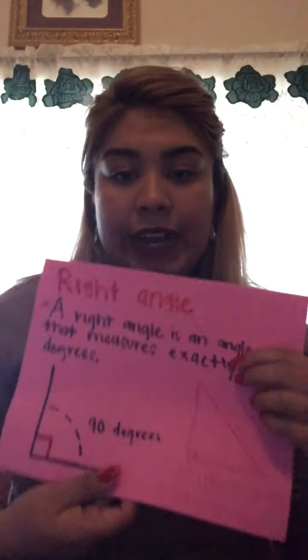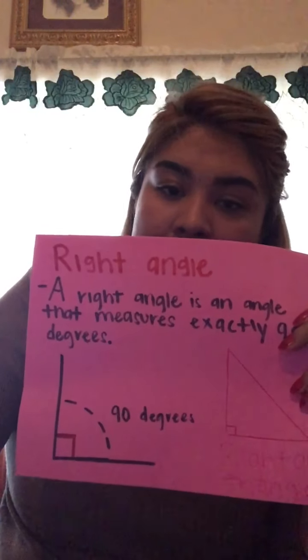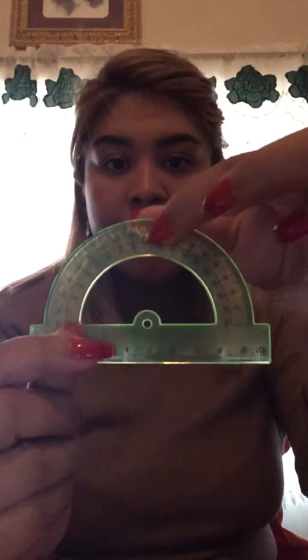Now, today's class, we will be talking about angles in general. The first one that we're going to talk about is the right angle. A right angle measures exactly 90 degrees. The way you can measure an angle is with a protractor. This is a protractor, and these numbers here tell you the measurement of the angle.